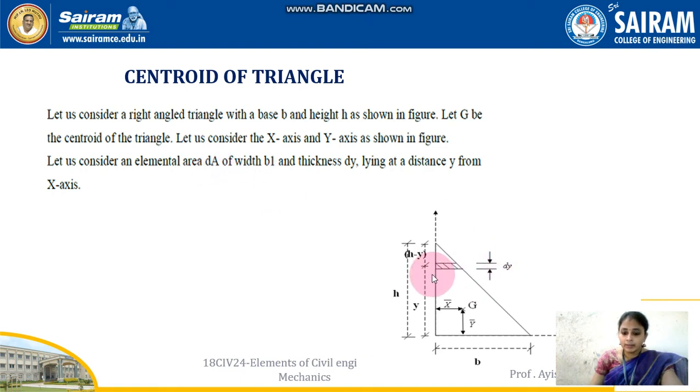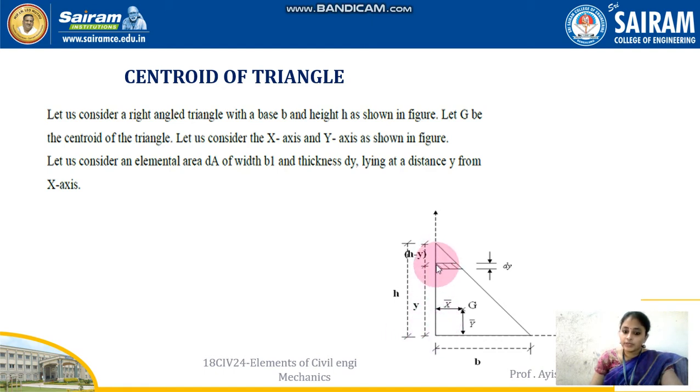We shall take the base of the elemental area as b1, because it is within the b distance, right? We shall assume it as b1, and the thickness, or breadth, we shall take as dy. It is lying at a distance of y from the x axis. Okay, from the x axis it is y.